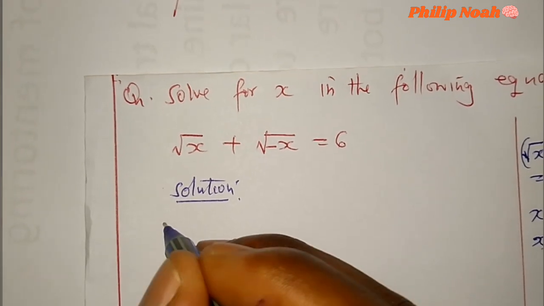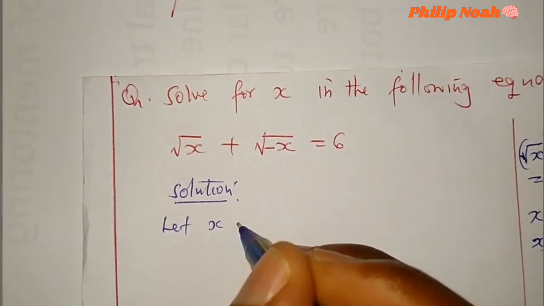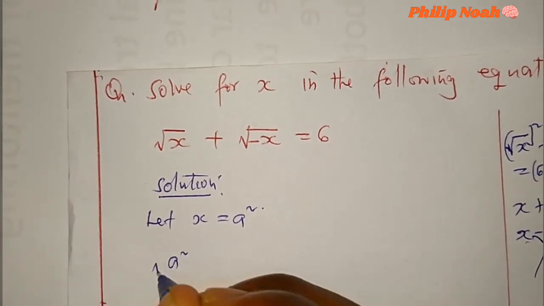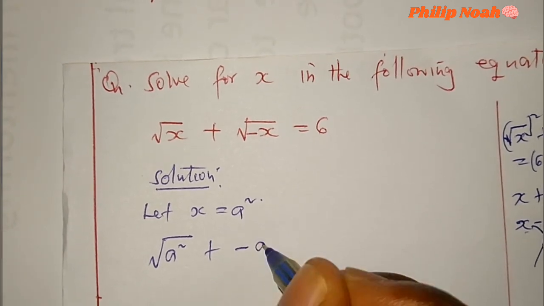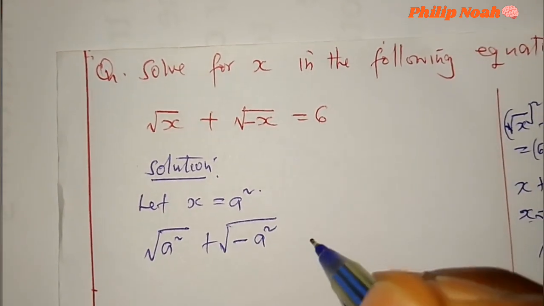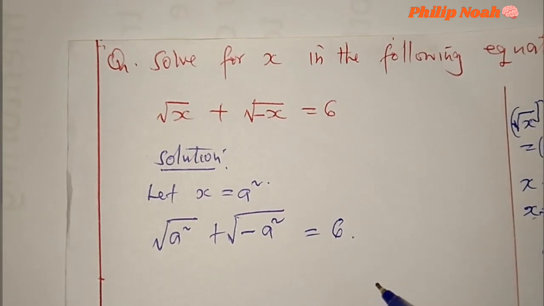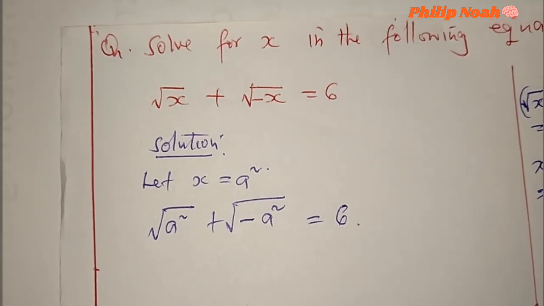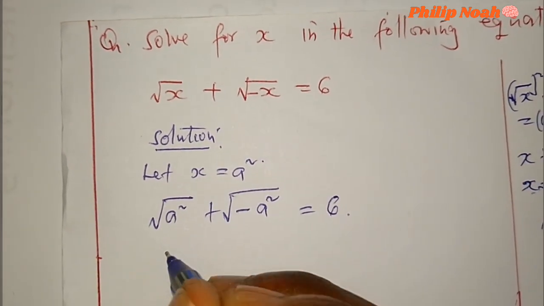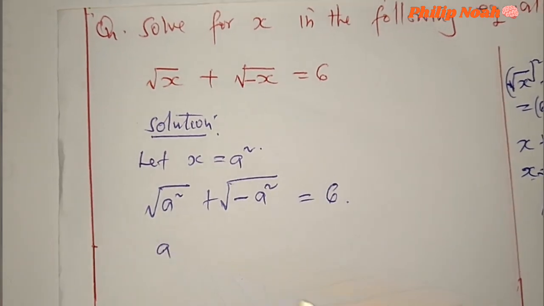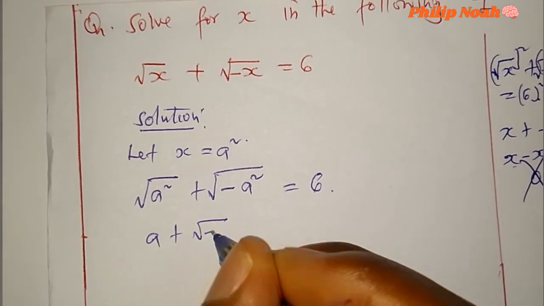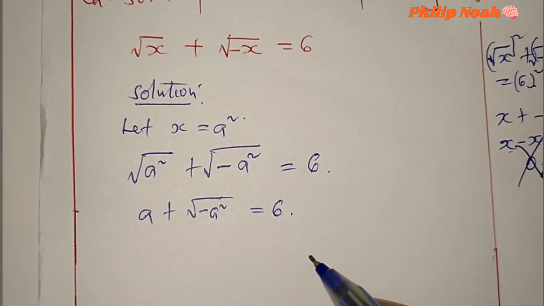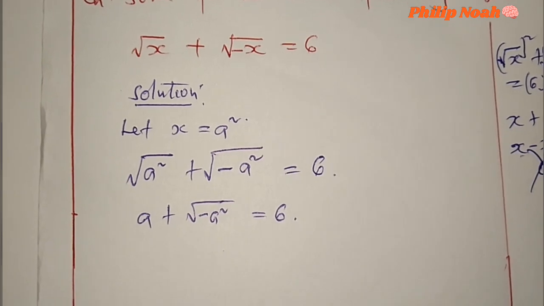So the first step, we shall let x be equal to a squared, so that we have the square root of a squared plus the square root of negative a squared is equal to 6. Are we there, genius? So the square root of a squared will give us a, plus the square root of negative a squared is equal to 6.